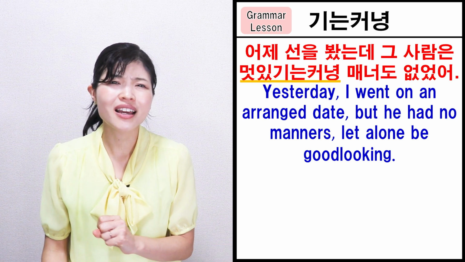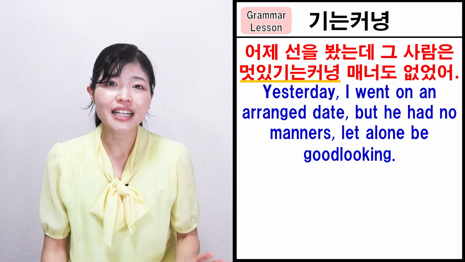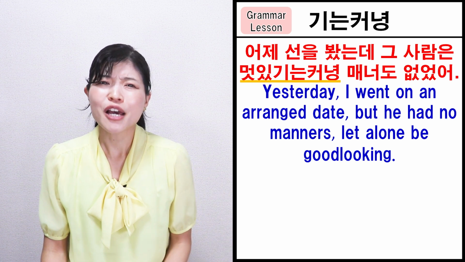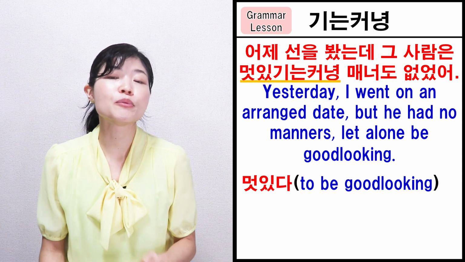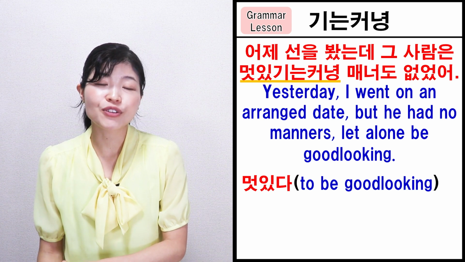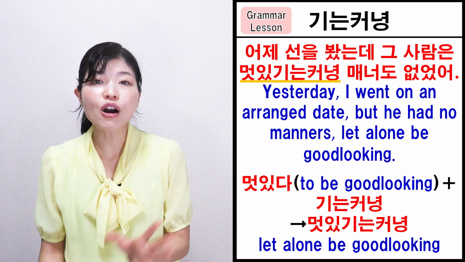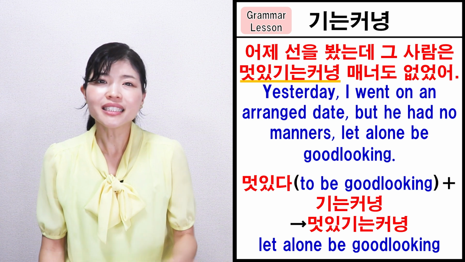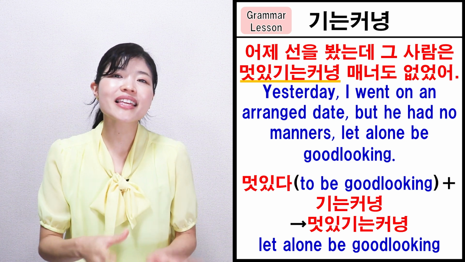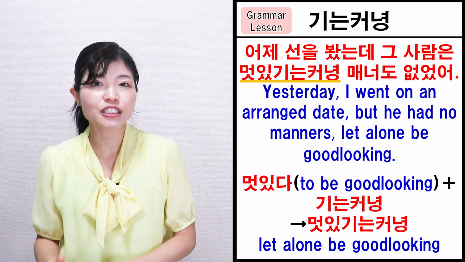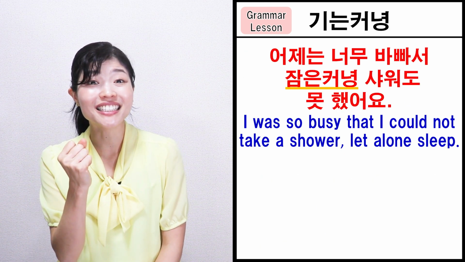어제 선을 봤는데 그 사람은 멋있기는커녕 매너도 없었어. Yesterday, I went on an arranged date, but he had no manners, let alone be good looking. Here, 멋있다 is to be good looking. This is an adjective. Therefore, you attach 기는커녕 to the stem to make 멋있기는커녕, let alone be good looking. This sentence emphasizes two negative facts, that this person has neither good looks nor any manners, by using 커녕. Do you get it? Then let's read the next sample sentence.